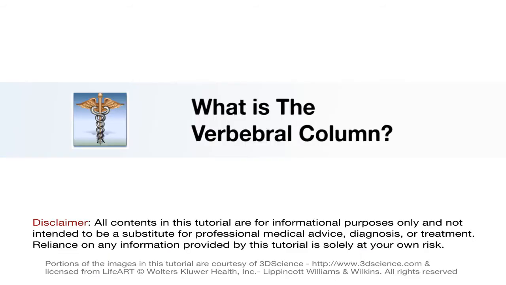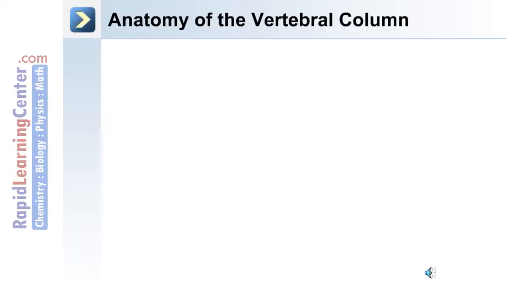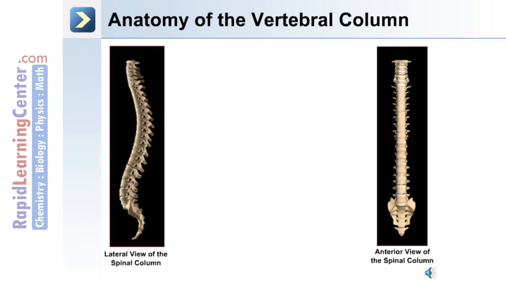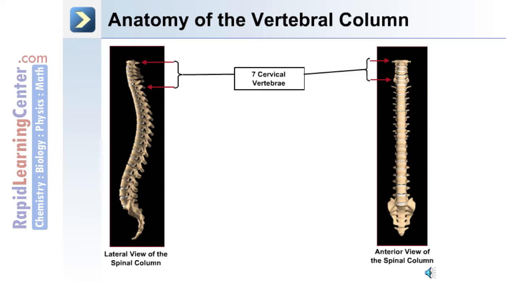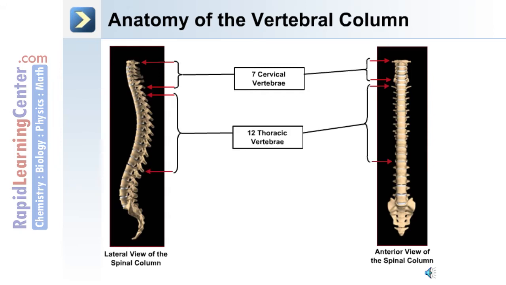The first group of bones in the axial skeleton we'll discuss are the bones of the vertebral column. We'll use the following images to show the different segments of the vertebral column: a lateral view and an anterior view. Beginning with the articulation of the occipital bone of the skull is the cervical region, and there are 7 cervical vertebrae. The next region is the thoracic region, which covers the majority of the back.